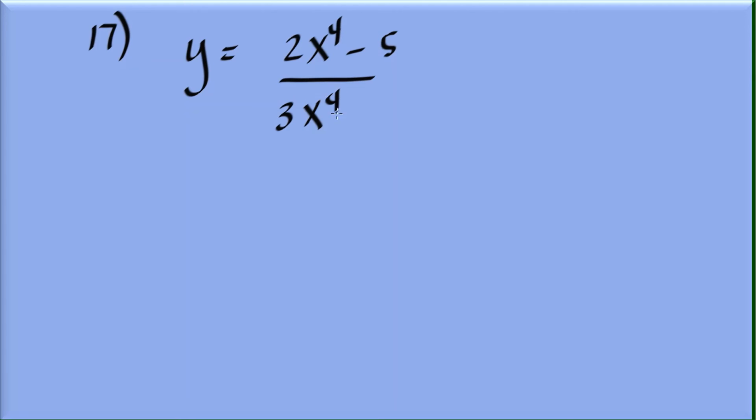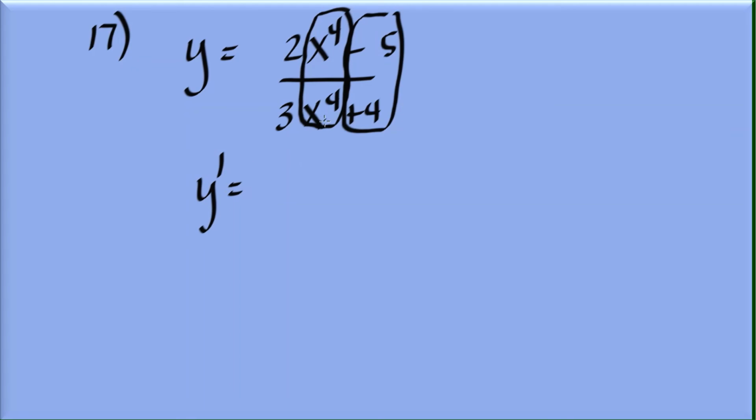Now let's do another one. Say y equals 2x to the fourth minus 5 over 3x to the fourth plus 4. So look at the variable x again. Are they the same? Yes, they're both x to the fourth. Now, do they follow by a constant? Yes. So the constants are negative 5 and 4. Again, this is a perfect form for our quotient rule shortcut.